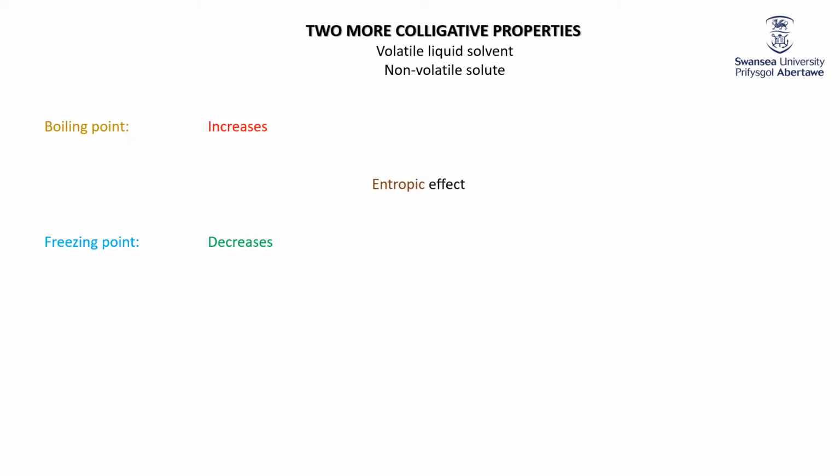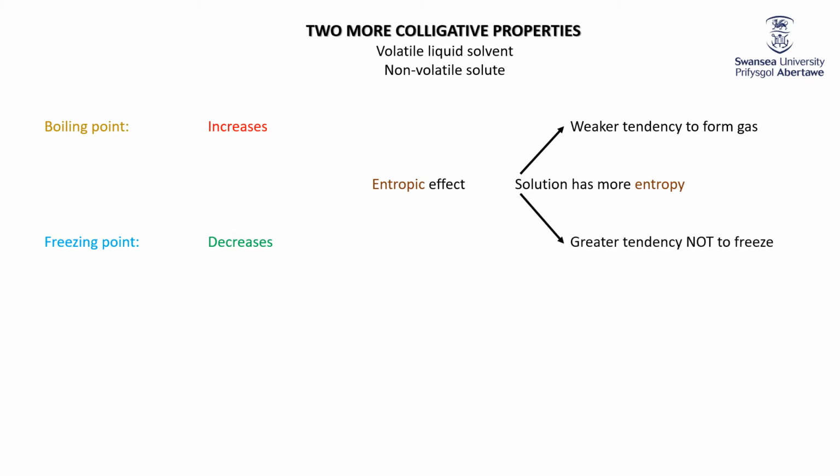Both of these you can interpret in terms of entropy. Your solution has more entropy than the pure solvent by definition, and so that means there's going to be less of a tendency for it to want to get more entropy to become a gas because it's already got more entropy, and it's going to be harder to freeze it because it's got more entropy. Therefore, to go down to the solid is going to require a greater influence.